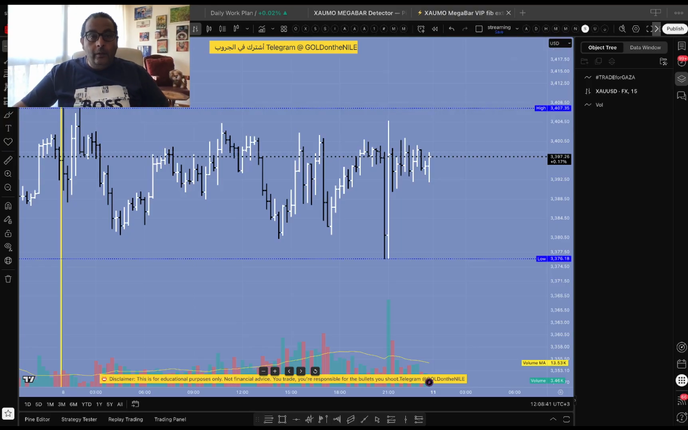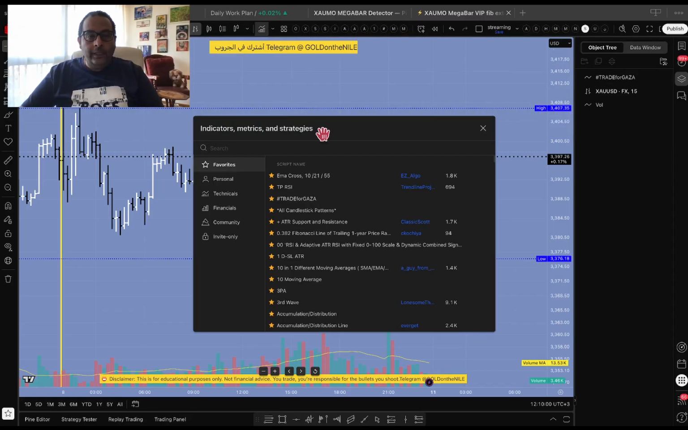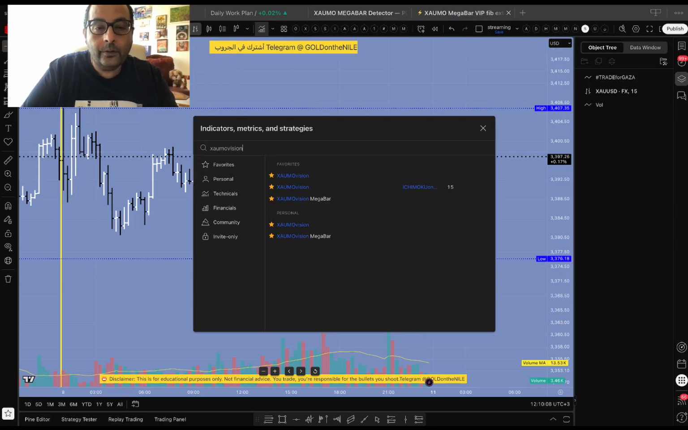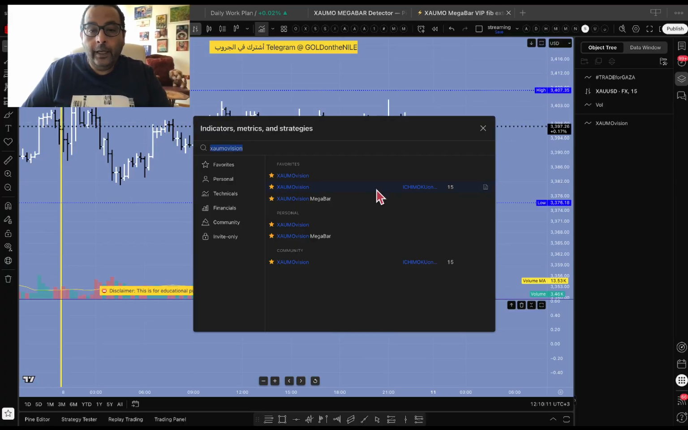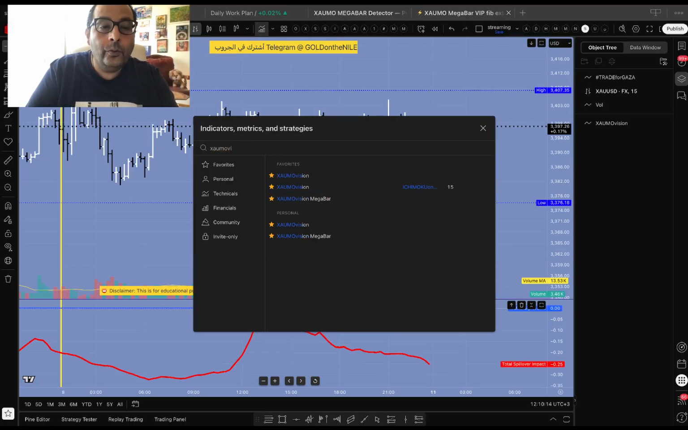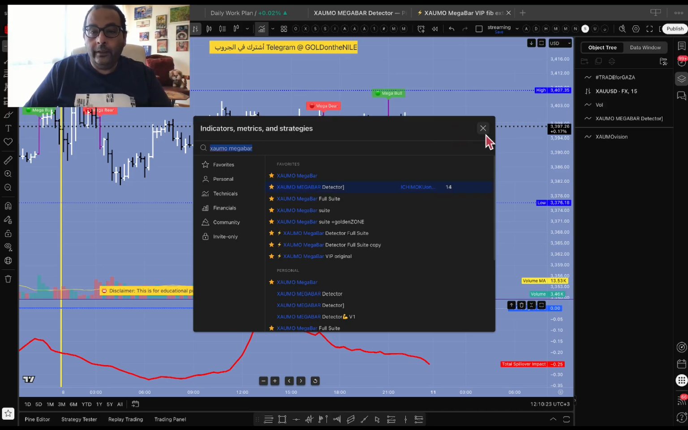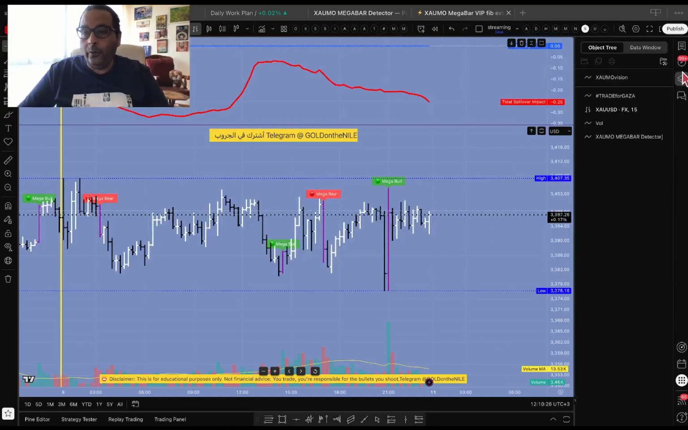Okay, so let's rock and roll and see how to set it up. First, if you are on Mac or PC, you just hit here on the indicators. You're going to put XAUMOvision first. Here's XAUMOvision by Ishimoku on the Nile, and the second one will be the XAUMO MegaBar indicator, which is the XAUMO MegaBar detector, also by Ishimoku on the Nile. You're going to click on it. Let's put this up here. We have only those two.